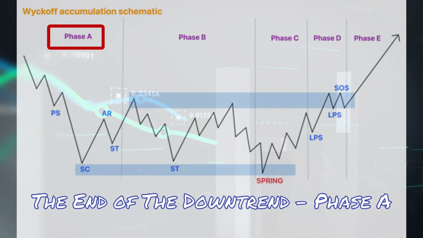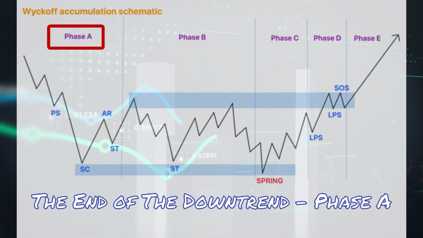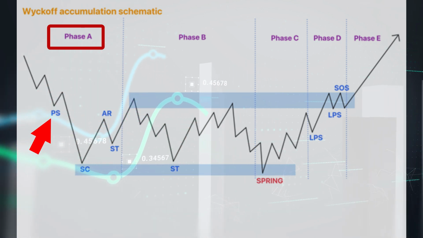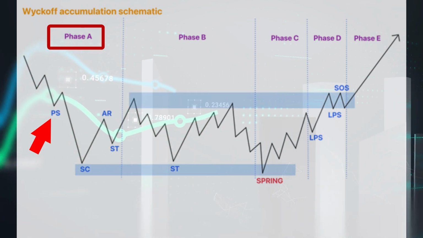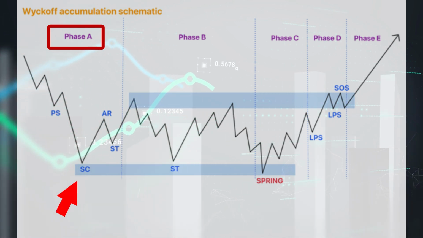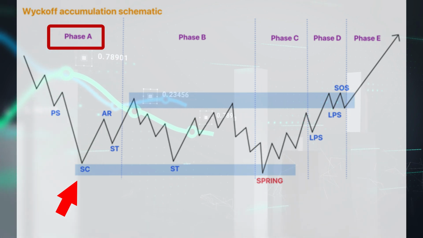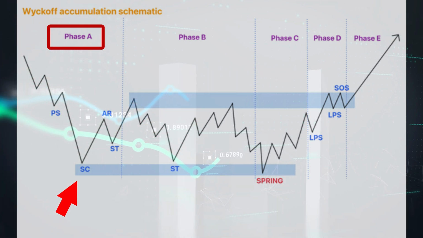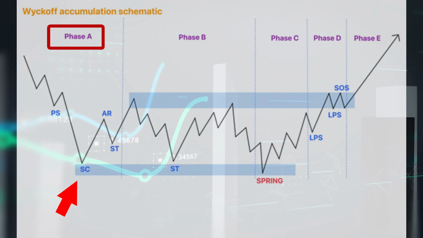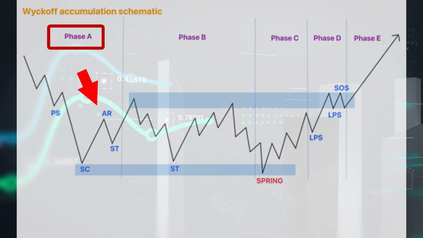decreases, eventually forming the preliminary support, PS in the graph, the second to last low before the range that persists in phases B and C. The selling climax, SC in the graph, is that final low, which forms after panic selling. Then the price retracts to create the automatic rally, AR in the graph.